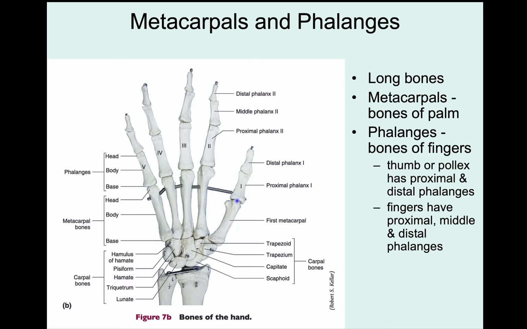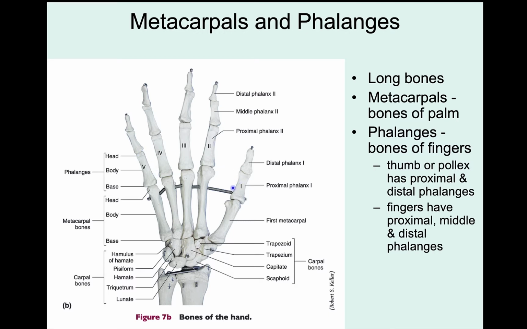With our thumb, also called the pollex, we have two bones, the proximal and the distal phalanx. And if you look at your thumb right now, you'll see you only have two joints there. The rest of our fingers have a proximal, middle, and distal phalanx, each of which have a base, a body, and a head.